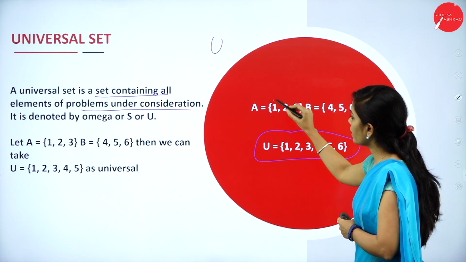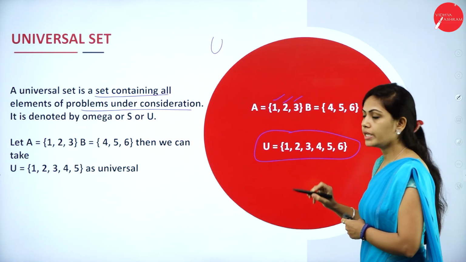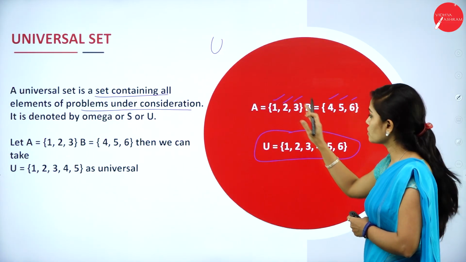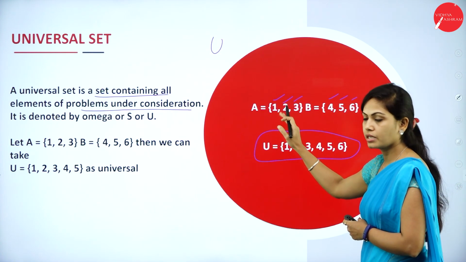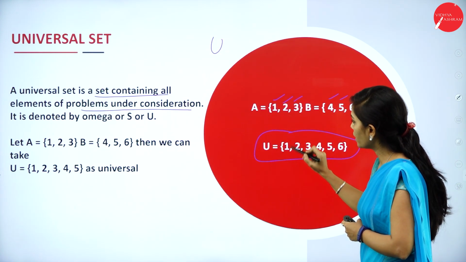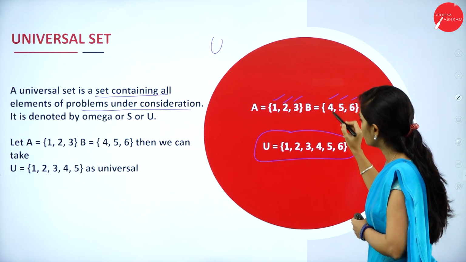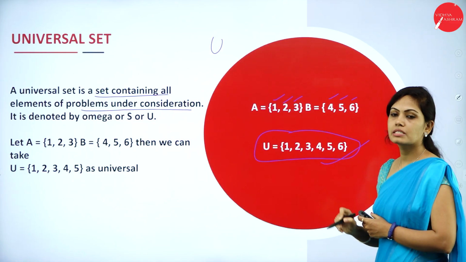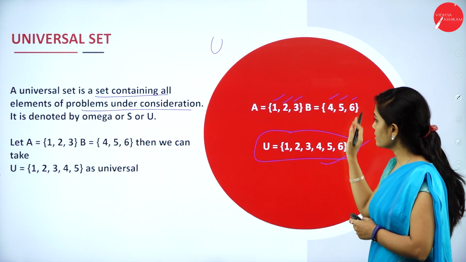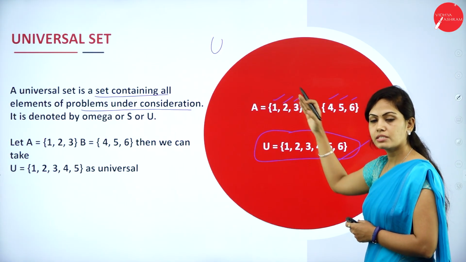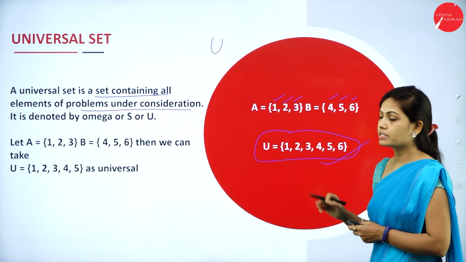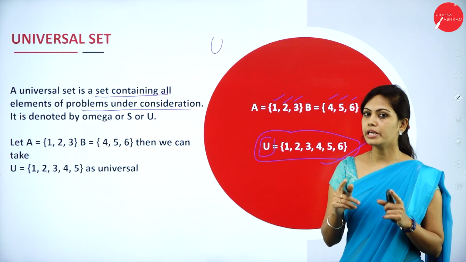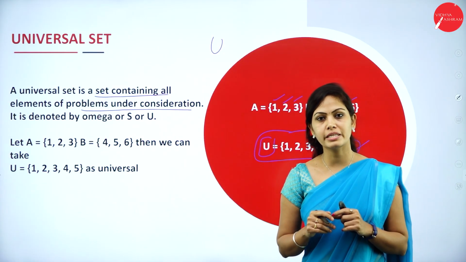Example: in set A, I have 1, 2, 3. In set B, I have 4, 5, 6. The set contains all the elements of the other sets, so U is equal to {1, 2, 3, 4, 5, 6}. This is called the universal set. A set that contains all the elements of other sets is called the universal set. It is denoted by U. All these types of sets are very important while doing problems in set theory.